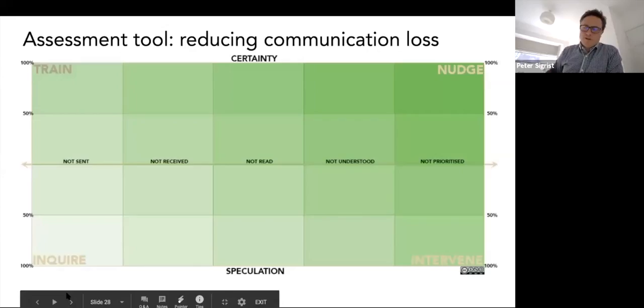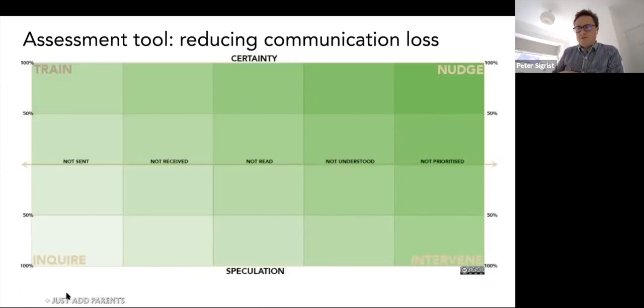This is a tool which is drawn really from the sort of research that you would do when you go into a company and you're trying to audit their communication and understand how effective it is, whether that's internal or external communication. It's been slightly tailored to meet the school context. So let me just explain what we're looking at.